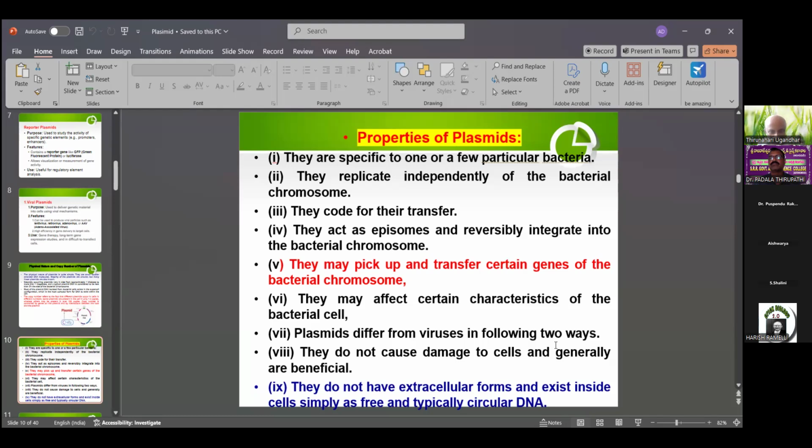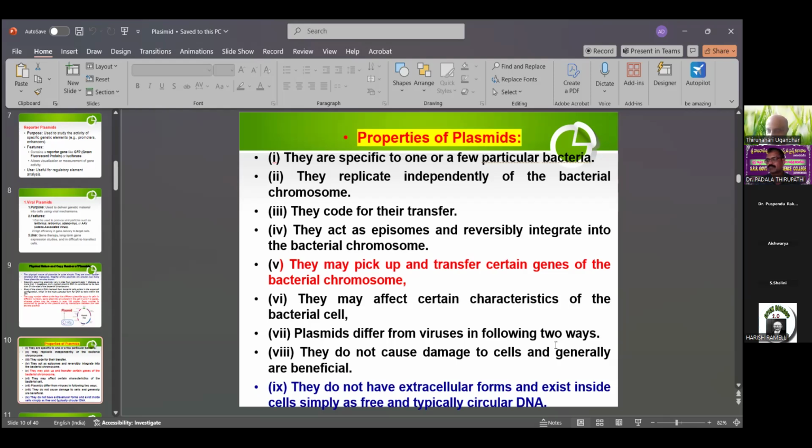Okay. So they may pick up and transfer certain genes of the bacterial chromosomes. They may affect certain characteristics of the bacterial cells. The plasmid differs from the viruses in the following two ways. They do not generally cause damage to the cell, or are beneficial. They do not affect the bacterial chromosomes or the organelles of the bacteria.